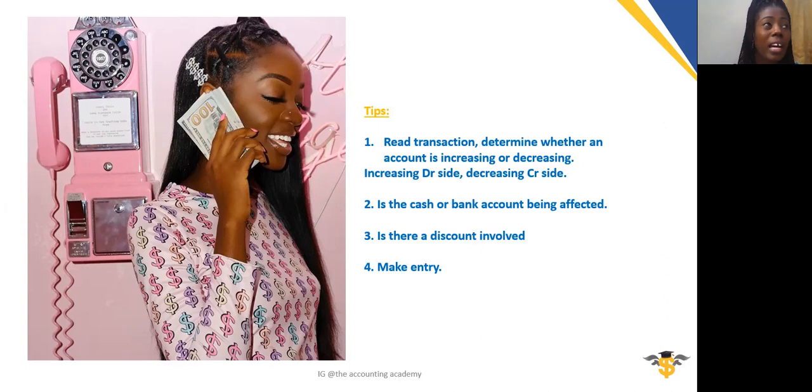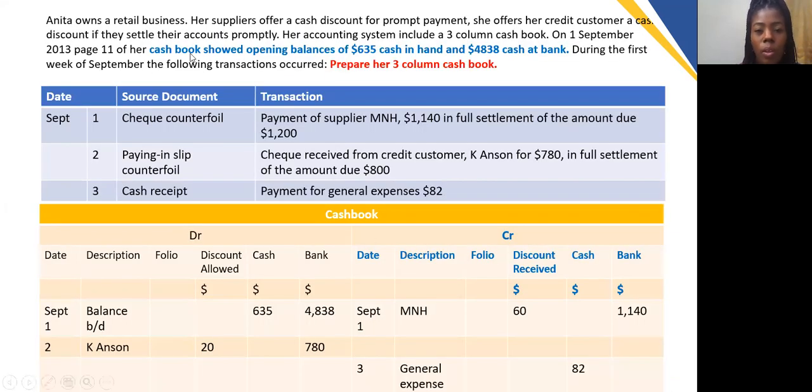Also look and see if it's the cash or the bank account being affected. That is going to tell you which column to put the money under. Also look to see if there is a discount involved, and then you make an entry. Simple like that. So we read the transaction. We saw that based on the source documents, this is a bank transaction. So our figure has to go on the bank. We got a discount, so we have to put the discount amount there as well. Oh, I jumped the gun.